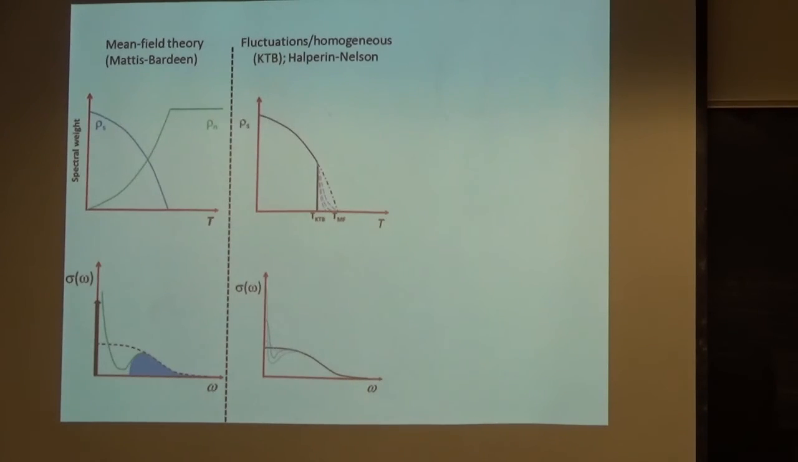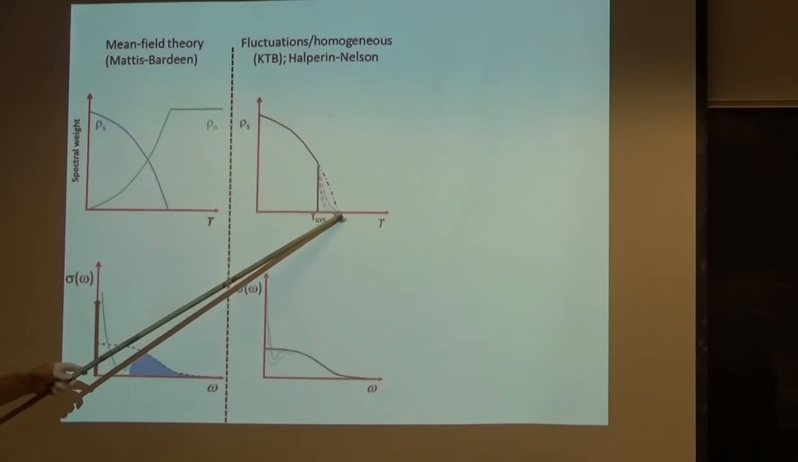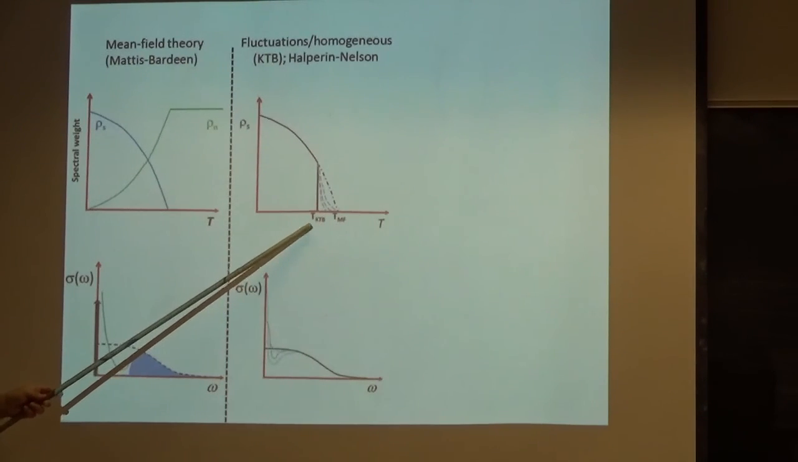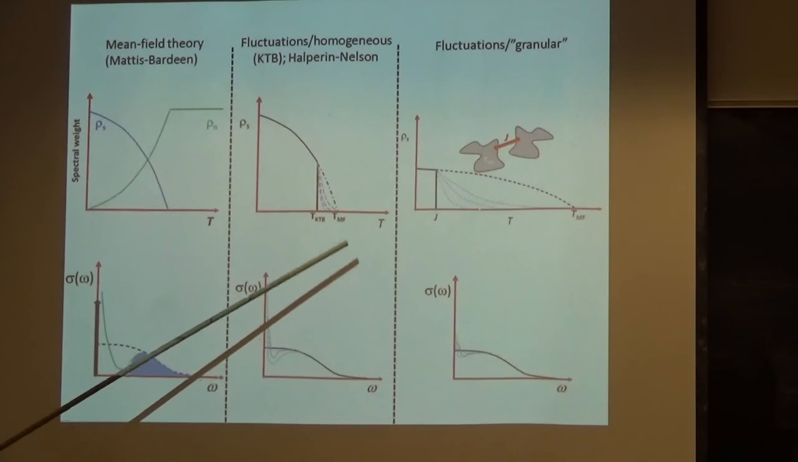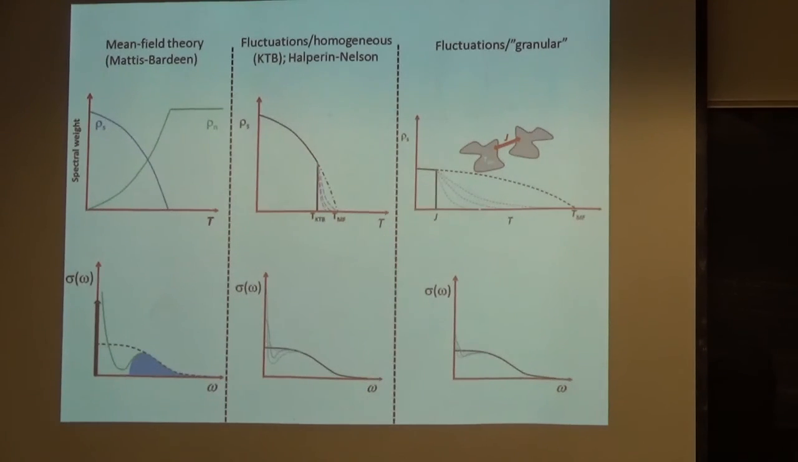So this leads to the fact that this range of this transition is rather narrow, especially in clean superconductors. However, you can get this range to become arbitrarily large in the case when you have an inhomogeneous superconductor.